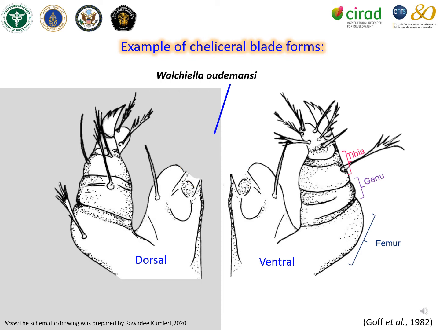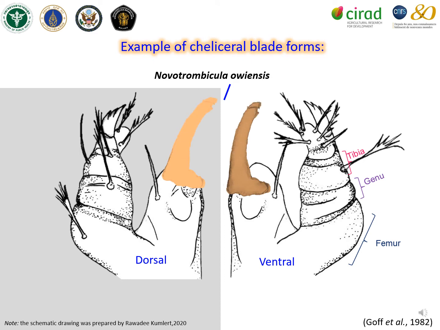In Walchiella odomensi, the chelicerae blade has 3 widely set recurved teeth and a tricuspid cap. In Eutrombicula hirsti, the chelicerae blade is long with a tricuspid cap. In Novotrombicula oviensis, the chelicerae blades are long and strong.